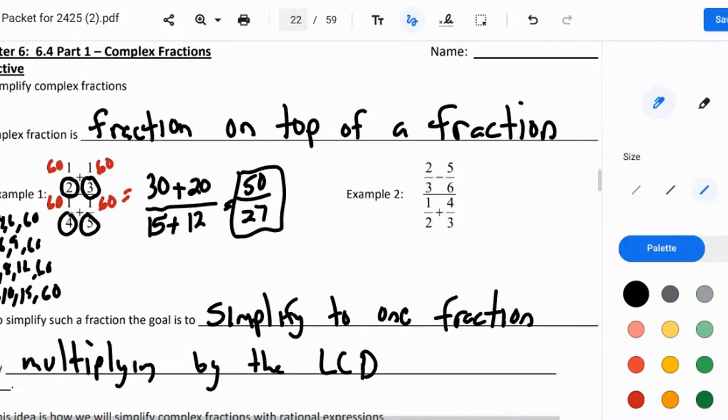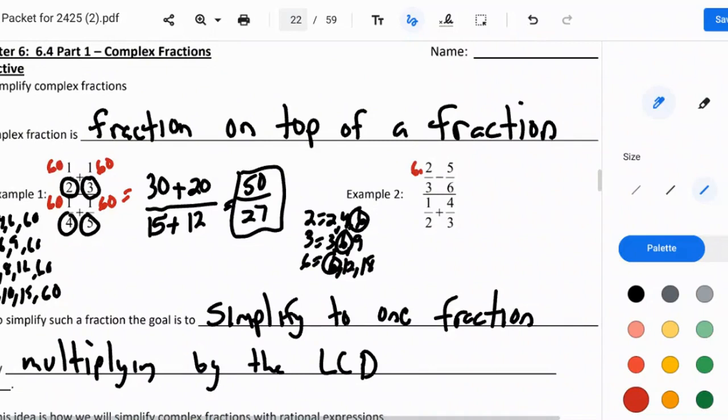This next one, we have a 2, a 3, and a 6. So if we multiply that out, that's 2, 4, 6. This is 3, 6, 9. This is 6, 12, 18. It looks like 6 is our first number we have in common with all of them. So that's my LCD I'm going to multiply by.